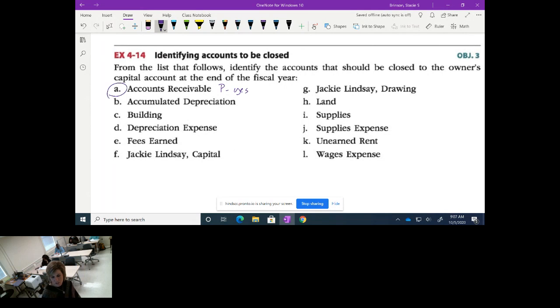What about accumulated depreciation? Will we close it or not? Where are you going to find accumulated depreciation? Did somebody say something? I heard a low rumble. It was so low, all I heard was the tone of your voice. I couldn't hear what you were saying. So, not closed. Sorry, y'all. Permanent, not closed. I circled it.